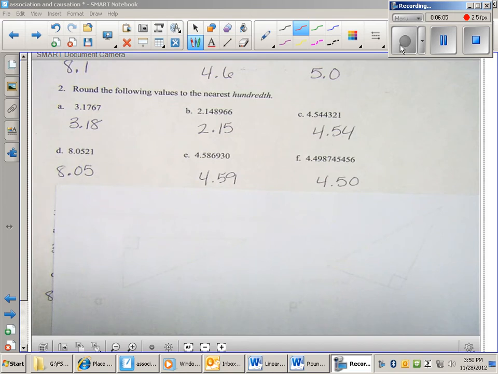Again, if you have any questions, feel free to ask Ms. Ryan, Ms. Sudame, or Ms. Fike on rounding to the nearest hundredth place.